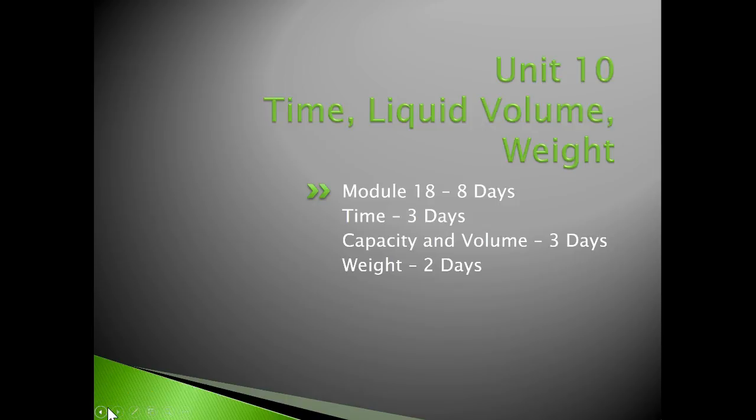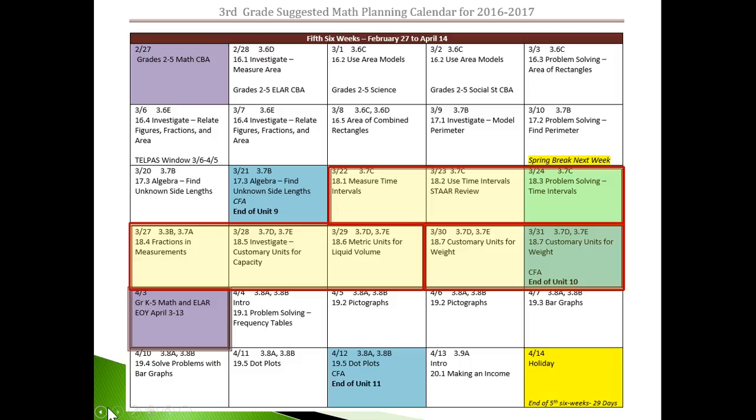So we'll end the 6 weeks with Unit 10, Time, Liquid Volume, and Weight. Notice that there's 8 days for this particular portion. 3 days is time, 3 days for capacity and volume, and 2 days for weight. And then after that, we'll have graphing, and then 1 day of financial literacy.